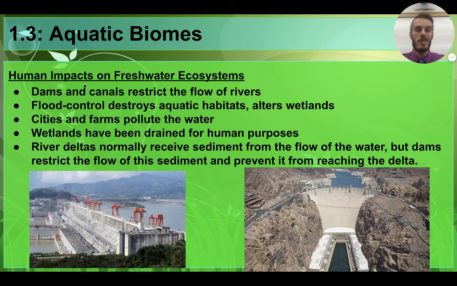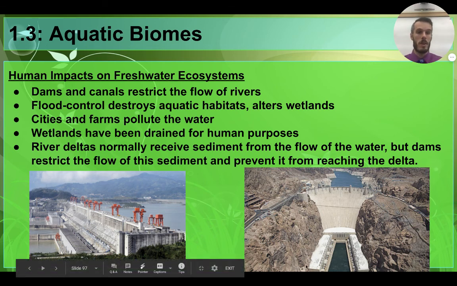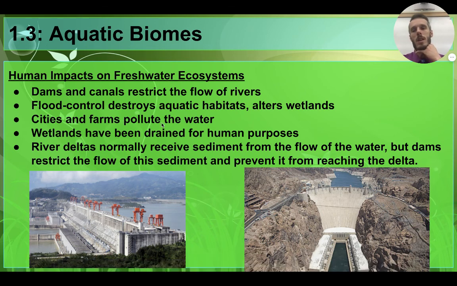Okay, so humans really impact freshwater ecosystems. Dams and canals are one of the big ones. That prevents the flow, which means that the silt, which is very important down near the delta for providing structure, will be held up here. So eventually, back behind this dam, it's going to fill up with that silt, and there's not going to be any room for the water. That also prevents a lot of the flow of the water downstream, which can cause some problems.